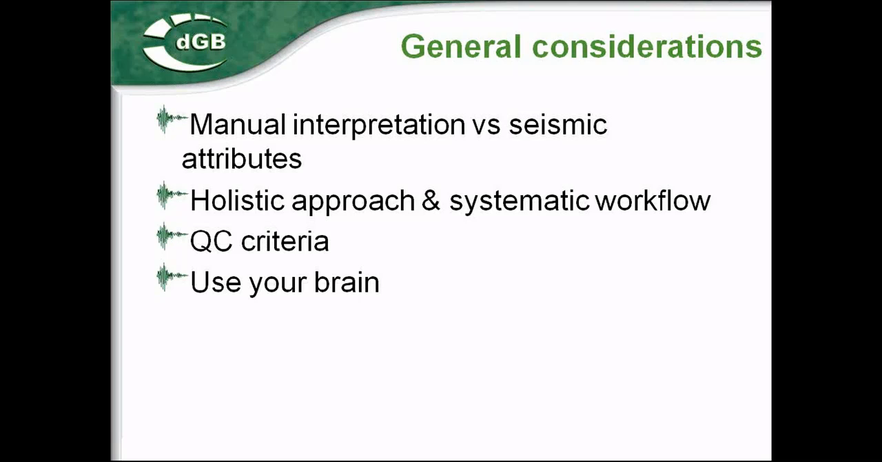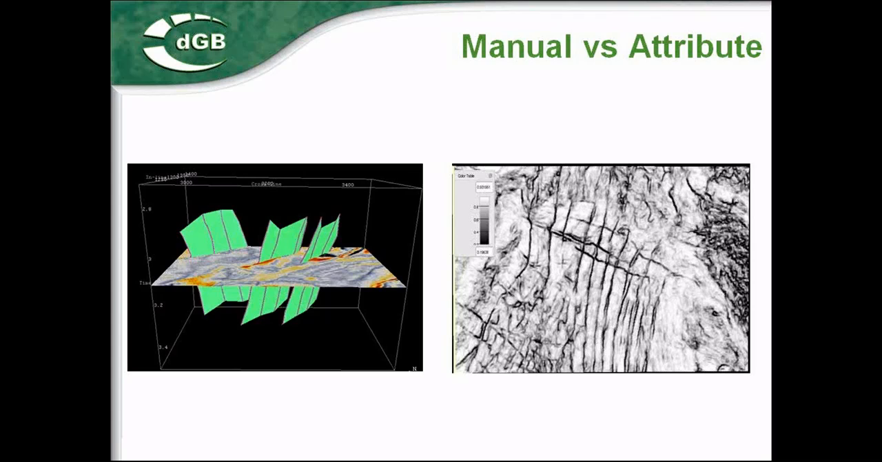So let me start with the general considerations. I want to talk a little bit about the difference between pure manual interpretation versus seismic attributes. Talk a little bit about moving to a more holistic approach, considering everything and getting to a systematic workflow that is very important in my mind to get to good results. Mention a little bit about typical quality control criteria. And finally, and that's maybe the most important thing, I want to emphasize how to keep involved in the process, keep thinking about it.